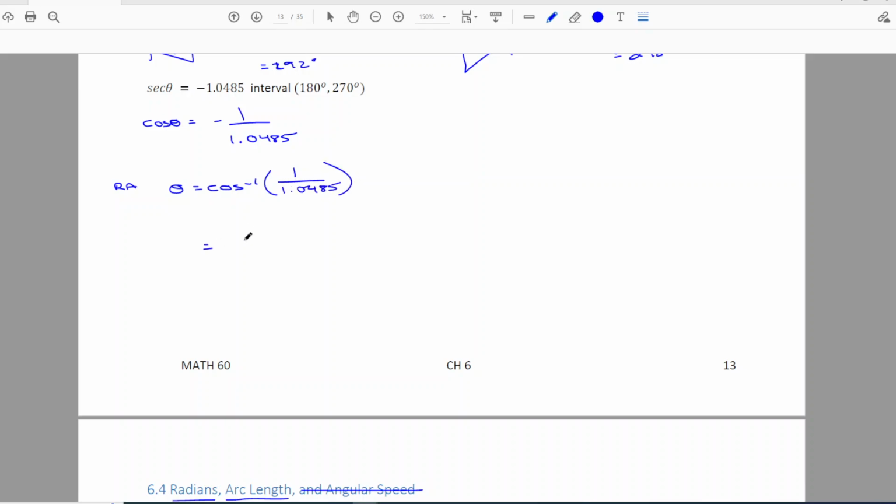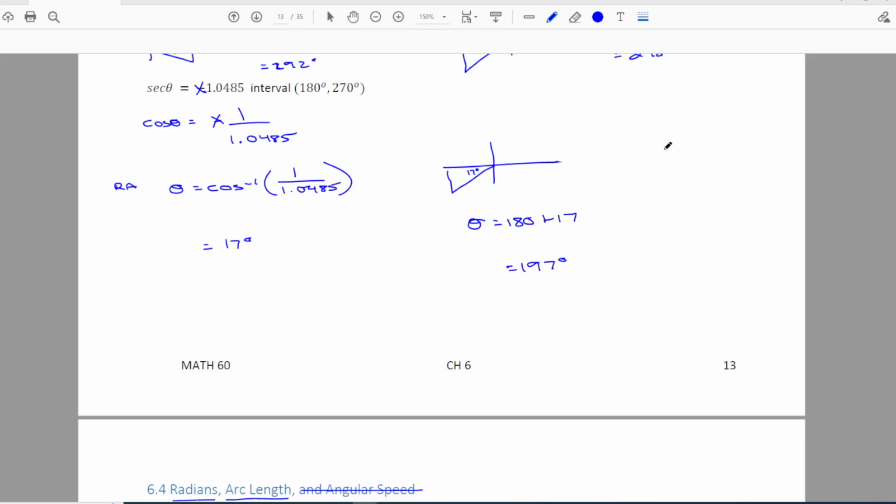So to find the reference angle, I'm going to do inverse cos of bracket 1 divided by 1.0485. And maybe put a little x through the negative to remind yourself that you can ignore it. That gives me 17 degrees. And then it tells me quadrant 3. So if I want a reference angle of 17 degrees in quadrant 3, then theta would be 180 plus the 17, which would be 197 degrees.